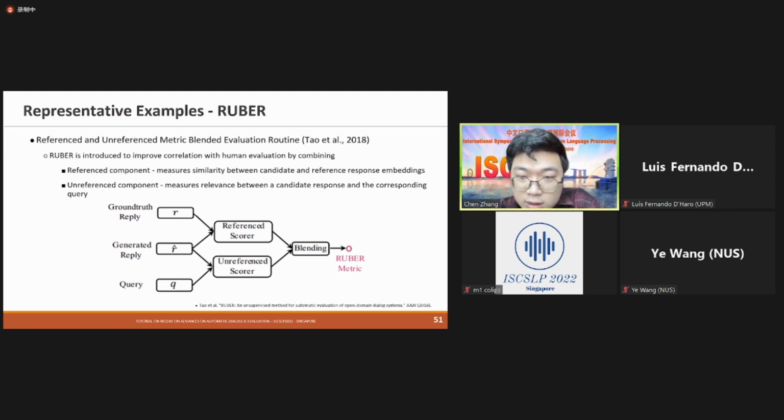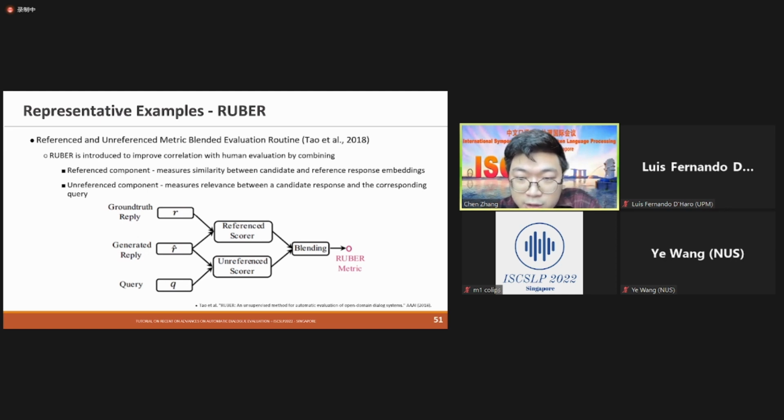And the additional component is the unreferenced part, whereby the authors trained a neural network to model the relevance of the generated response and the query. By query, we mean the query utterance, which is the previous utterance before the current response. For example, I ask, how are you? Then the system may generate, I'm fine, thank you. So the query is, how are you? Then the generated response is, I'm fine, thank you.